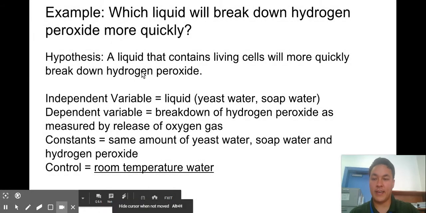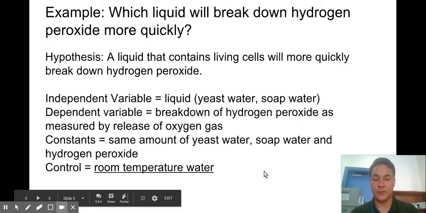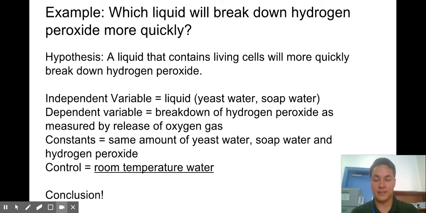All right, can you go through and figure out the independent variable, dependent variable, constants, and control? On your test, you're going to have a scenario where you need to identify the independent variable, dependent variable, constant, and control.